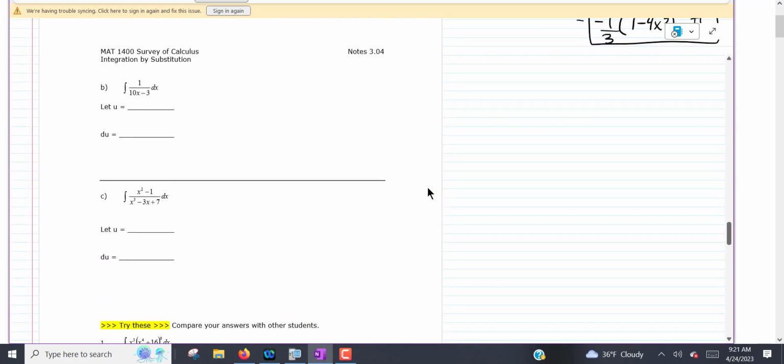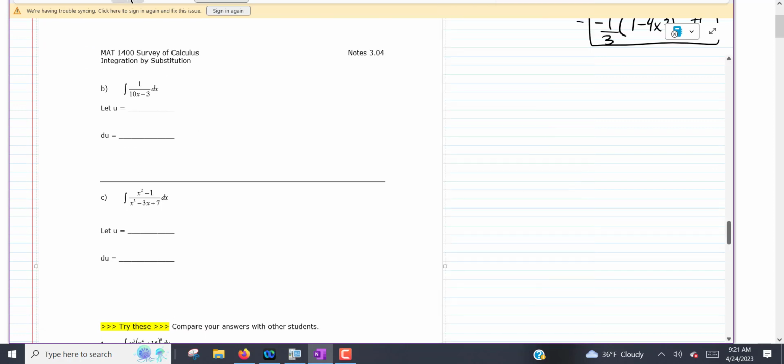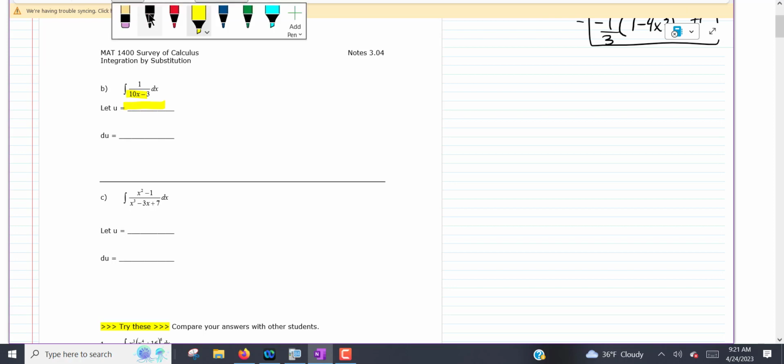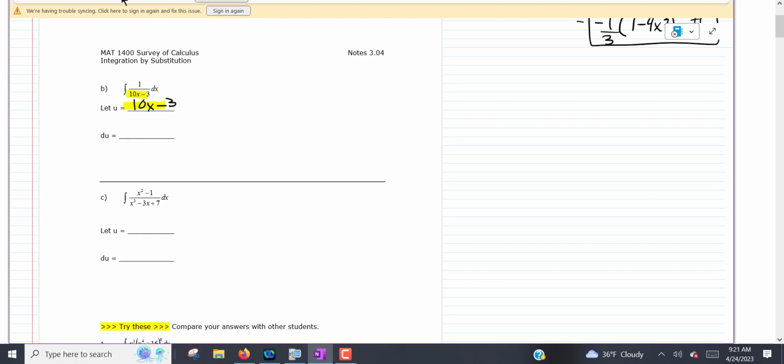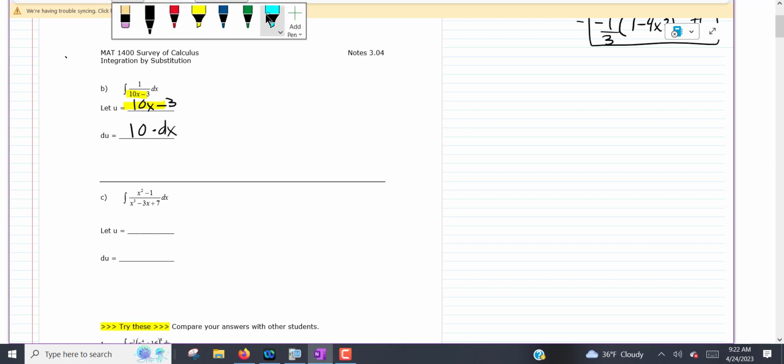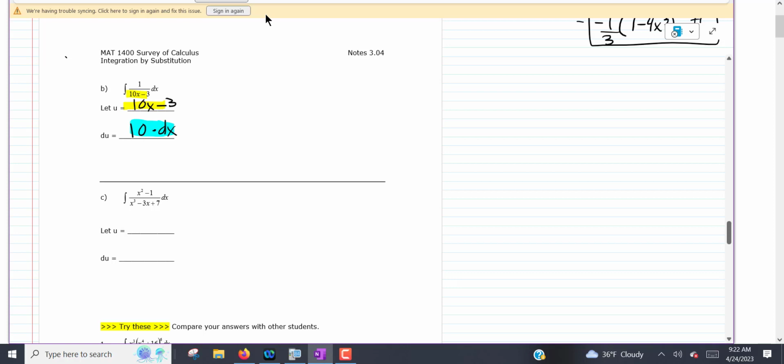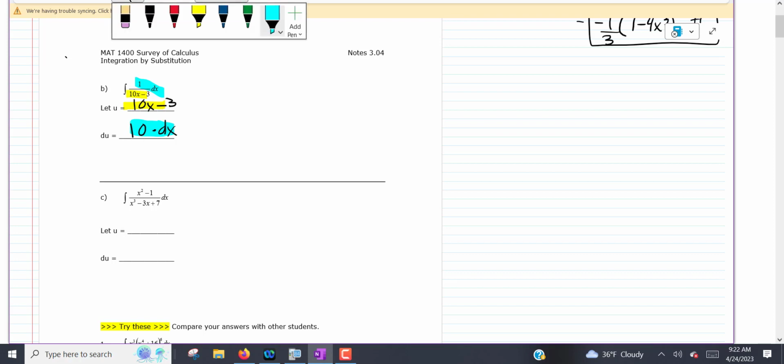Okay, so let's work with these right here. All right, so when you do u on this one, you want u to be the denominator. So you want to write down that u is 10x minus 3. Okay? All right, now don't look at the integral. What is the derivative of 10x minus 3 anyway? 10. So du is 10 times dx. Okay, so what I'm trying to get you settled on here is that 10 dx did not match what's left over. So if that happens, then you need to solve this equation for dx.